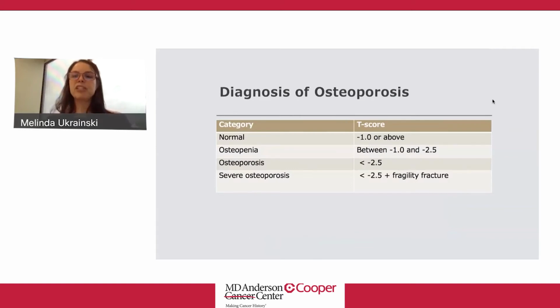So diagnosis of osteoporosis is based on the DEXA scan. We're looking at T-scores. A normal T-score would be -1 or higher. Osteopenia or low bone mass is between -1 and -2.5. Osteoporosis is when the T-score is less than -2.5. Severe osteoporosis is when the T-score is less than -2.5 plus there's a history of a fragility fracture or a low trauma fracture. We use T-score categories in postmenopausal women. The T-scores use a young race-specific female database for comparison, and that's how they developed these goals.